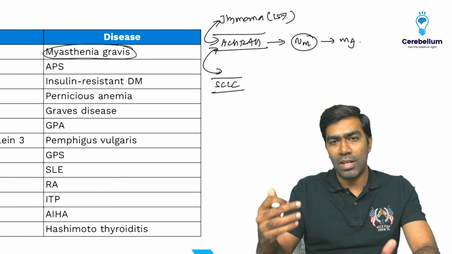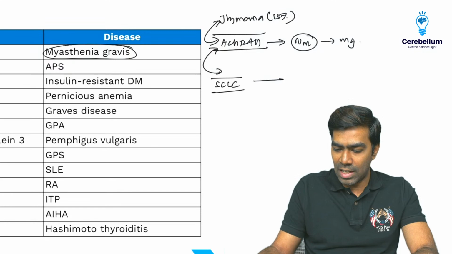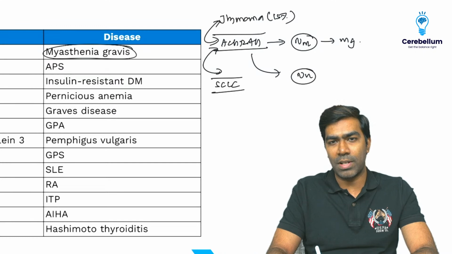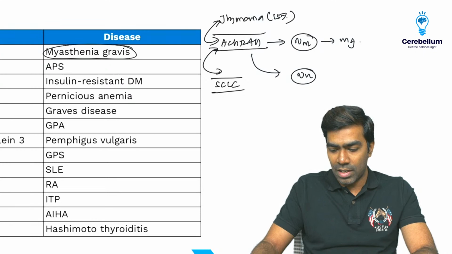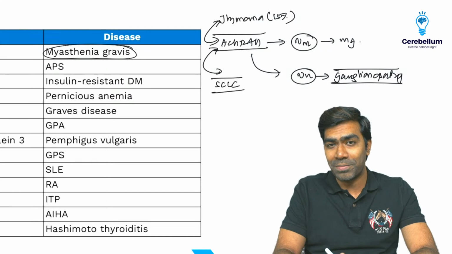Suppose acetylcholine receptor antibody is associated with small cell lung cancer. Have you ever heard of an acetylcholine receptor antibody association with small cell lung cancer? If it is associated, and in this case it is targeted against the NN type of acetylcholine receptors, this disease will not cause myasthenia gravis. Rather, this disease will cause something called ganglionopathy. This is given in Harrison as well.